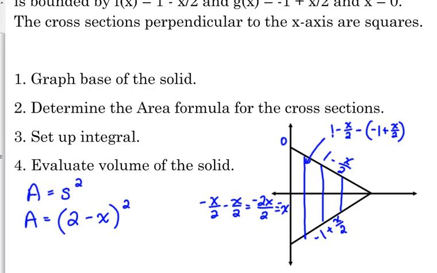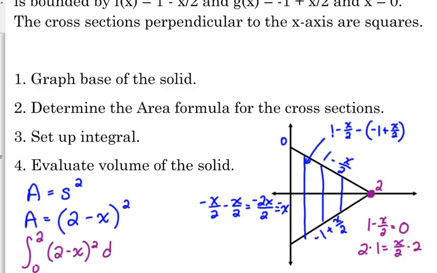So our integral is going to be from 0, our left bound, that's where we start. We need to find the point here on the end. There are a couple of ways we can do that. In this case, they both meet on the x-axis, so technically we can just set 1 minus x over 2 equal to 0, or we could set them equal to each other. We're going to end up with the same answer. It turns out that happens at 2. So our integral goes from 0 to 2, of the area formula integrated with respect to x.